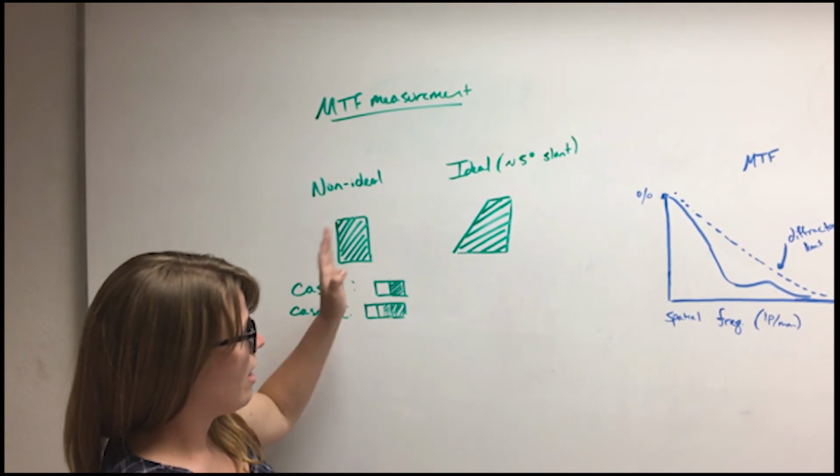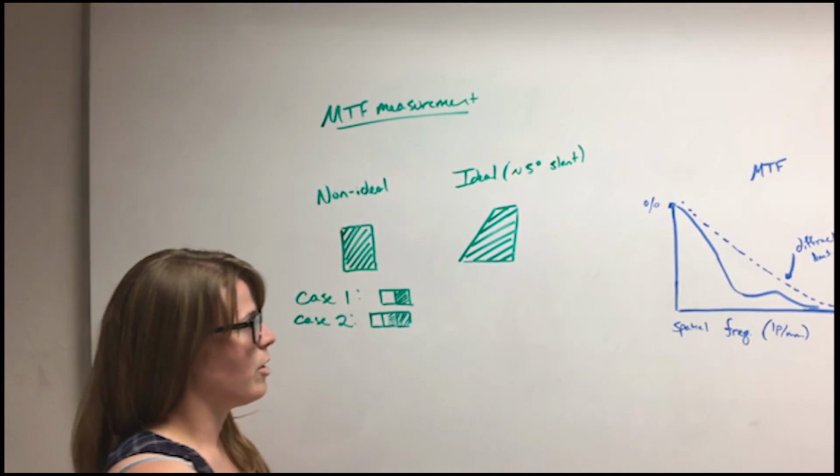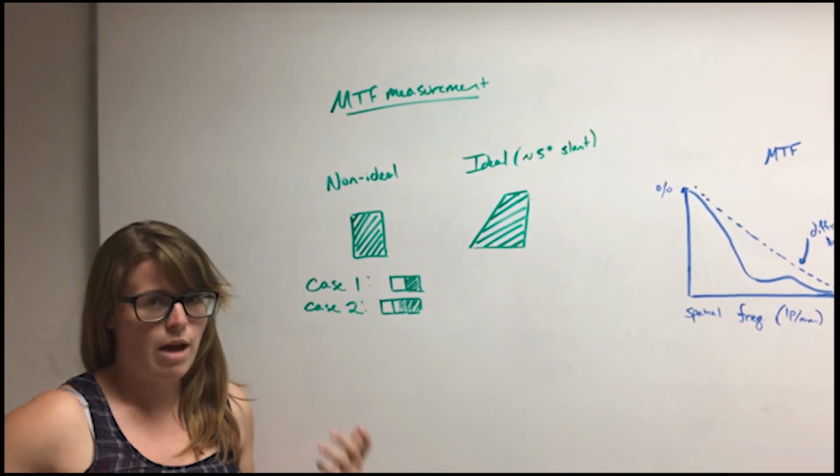Whereas with about a 5-degree slant, you can take the MTF over that edge and it's much more representative of how your optical system is performing.